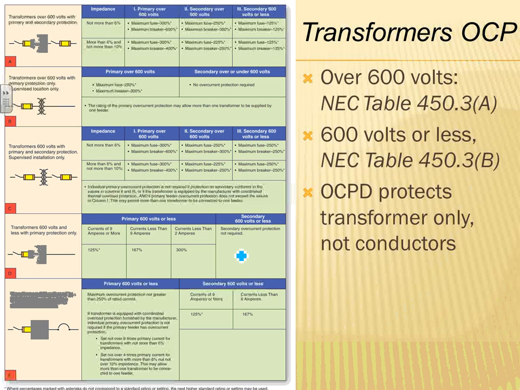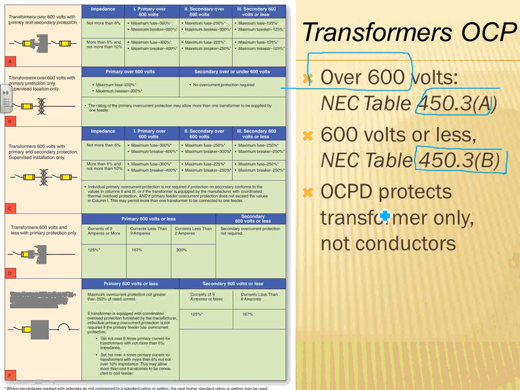Now for the overcurrent protection device, the NEC code book is very clear. I'm going to go directly into the one that's related to us a lot, guys: primary 600 volt or less. There are two tables in the NEC code book. Table 450.3(A) deals with primary and/or secondary over 600 volt. Table 450.3(B) is for primary and secondary 600 volt or less. Does that make sense?